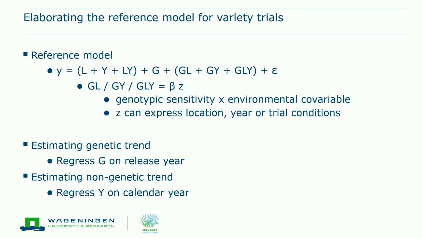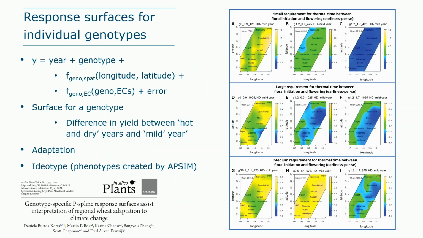Another thing that we spend a lot of time on is trying to estimate genetic trends. In those types of models, when you have historical data, it means that you regress the genotypic main effect on release year. On the other hand, if you also want to take into account that the conditions change, climate change, management, etc., you could regress the year effect on calendar year. And there will be quite a number of contributions on this aspect.